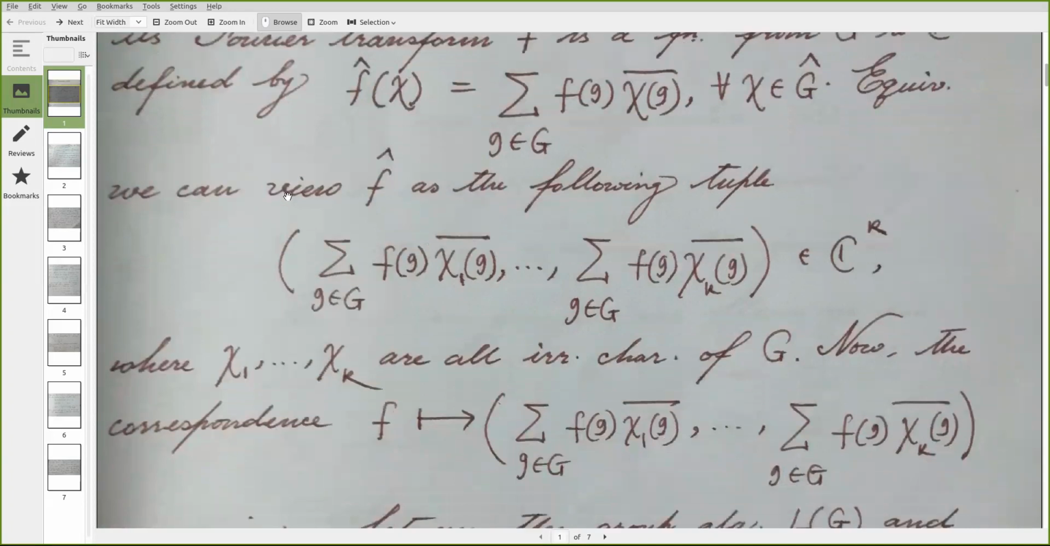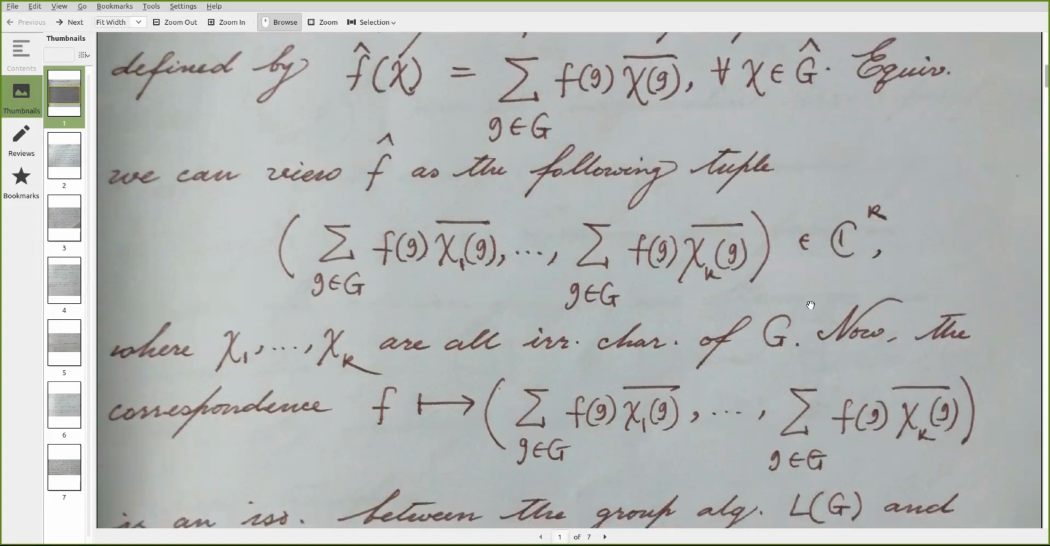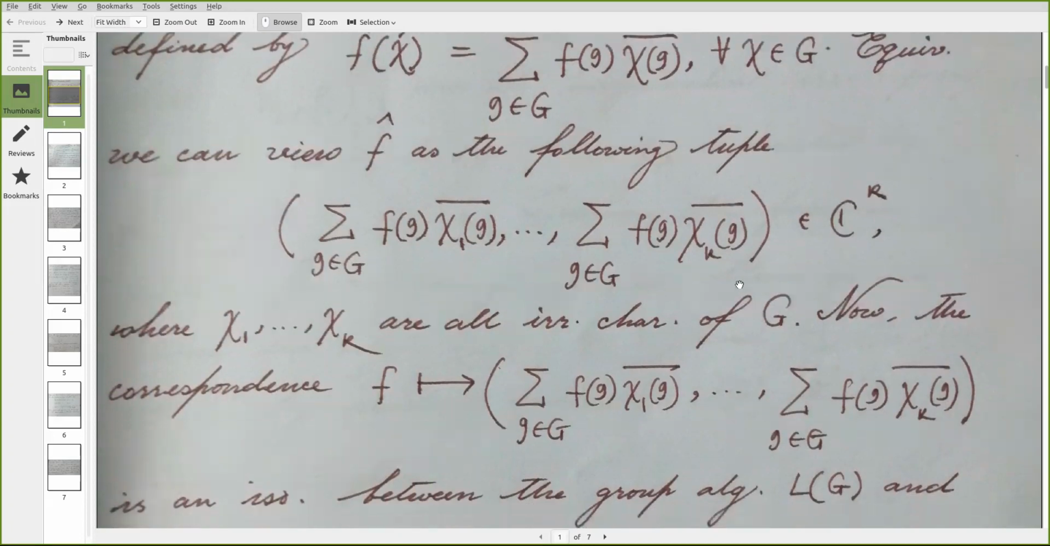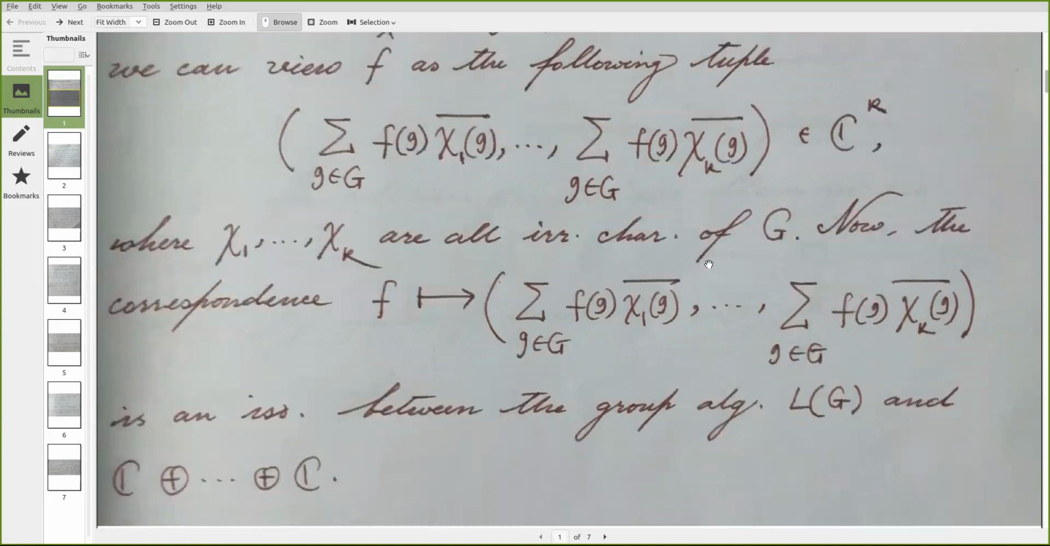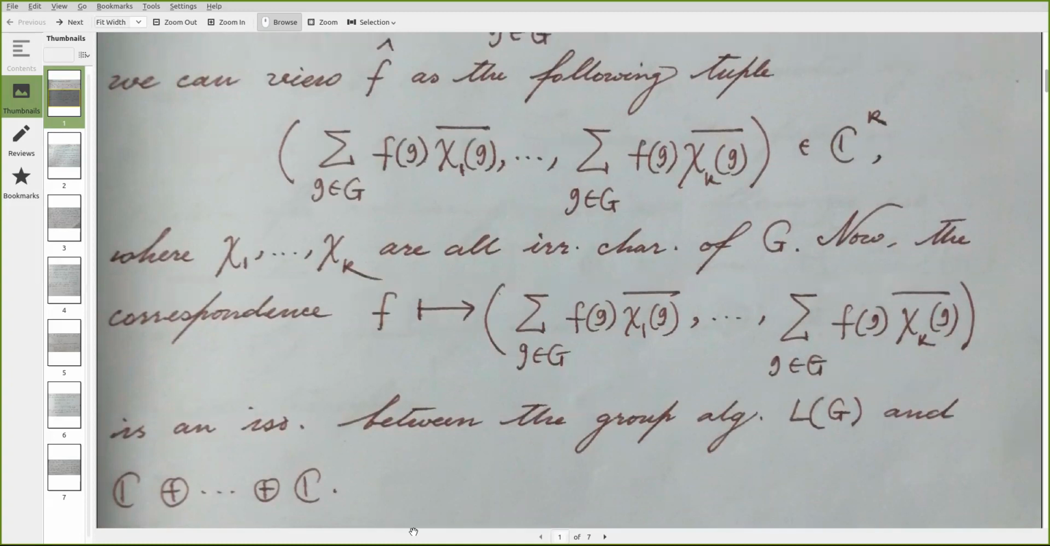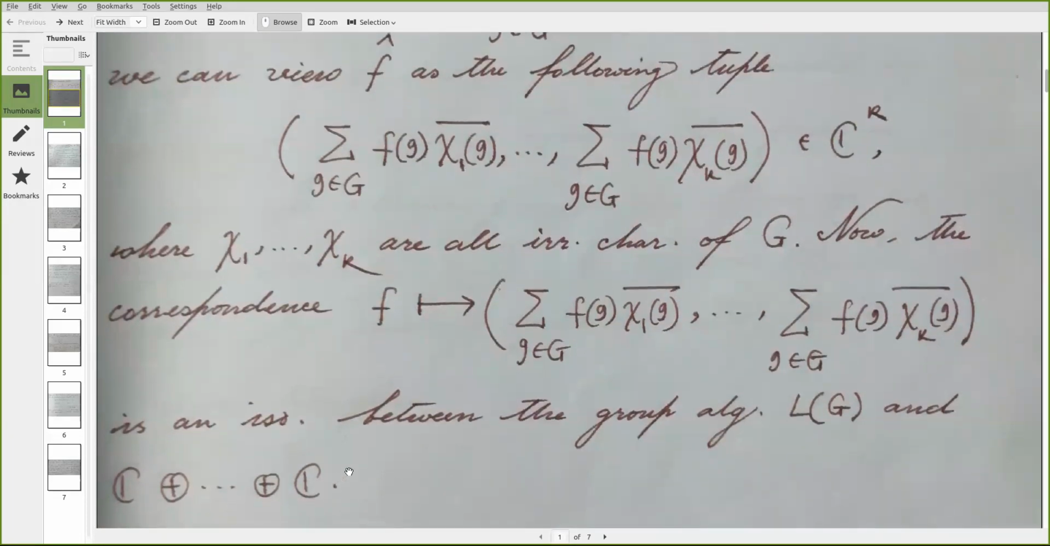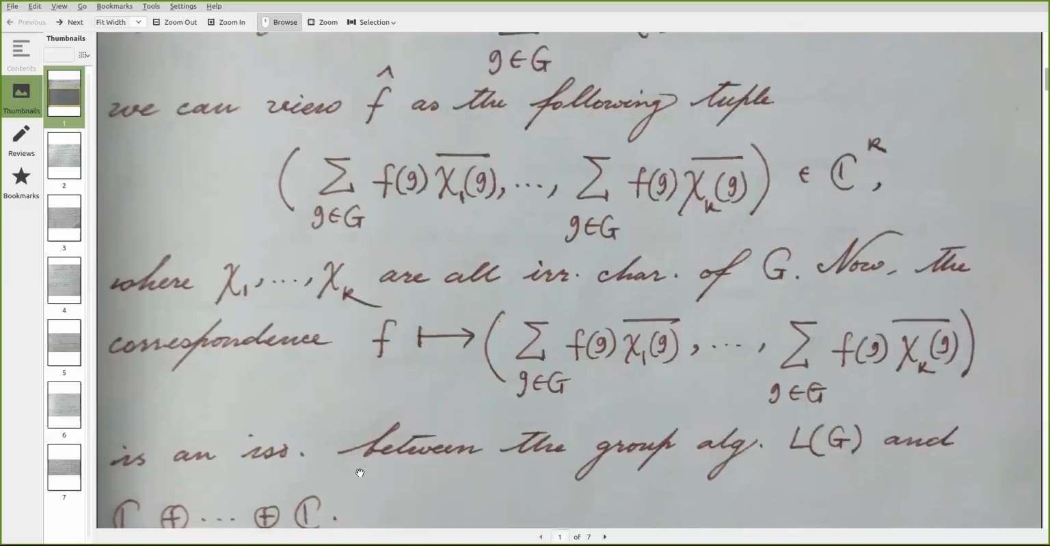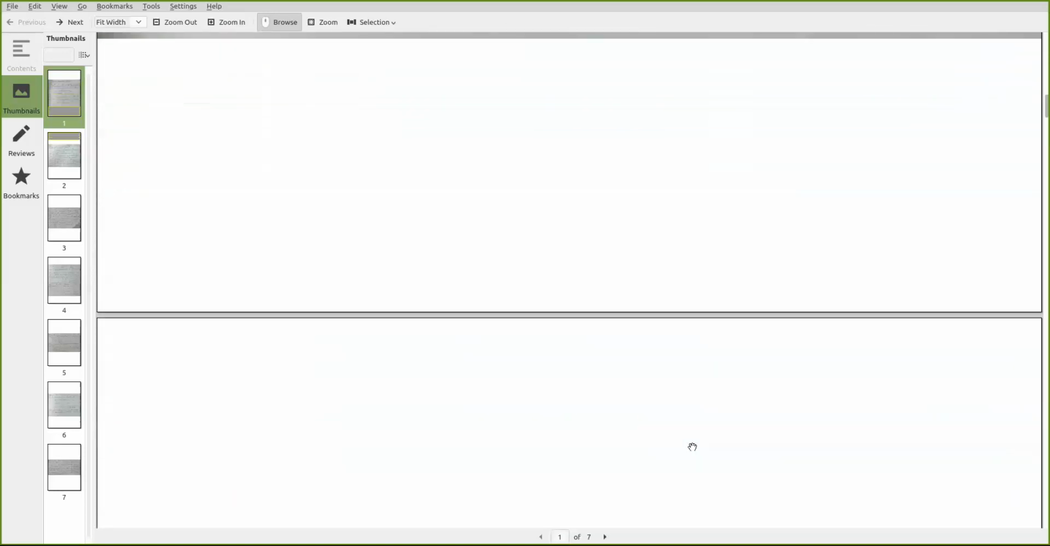Therefore, if we want to generalize the theory of Fourier transform, this tuple consideration is going to be the crucial one, because that will motivate us how to extend the definition of the Fourier transform for any finite group. So if you send each f to the tuple, which you can regard as the Fourier transform of f, then this establishes an isomorphism between the group algebra LG and the direct sum of k copies of one-dimensional complex algebras. This is all what we have seen for finite abelian groups.